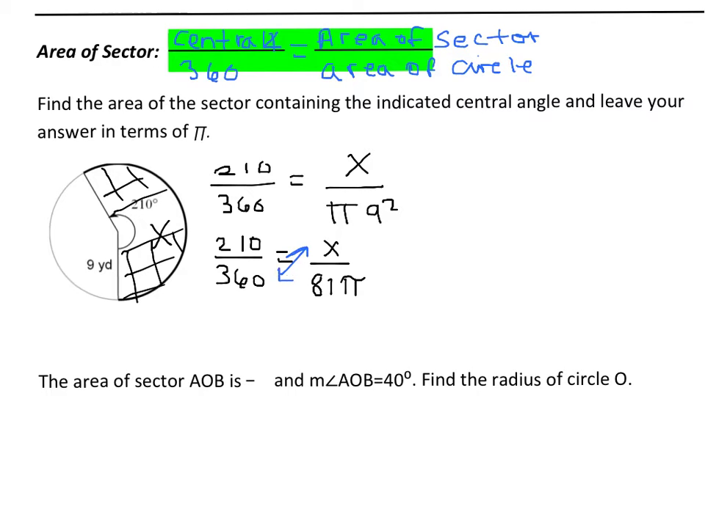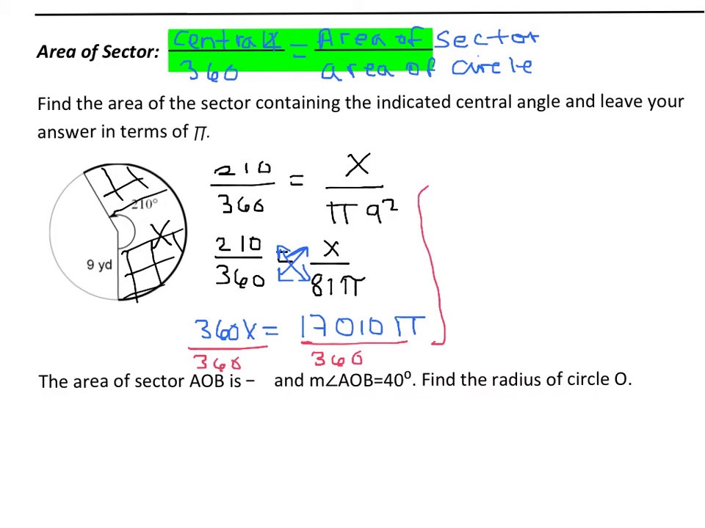Okay, so let's cross multiply because it's a proportion. Once we multiply 210 times 81, that should give us 17,010 and keep the pi. Okay, and 360 times x is 360x. Now we're solving for x, so we divide again by 360 on both sides.